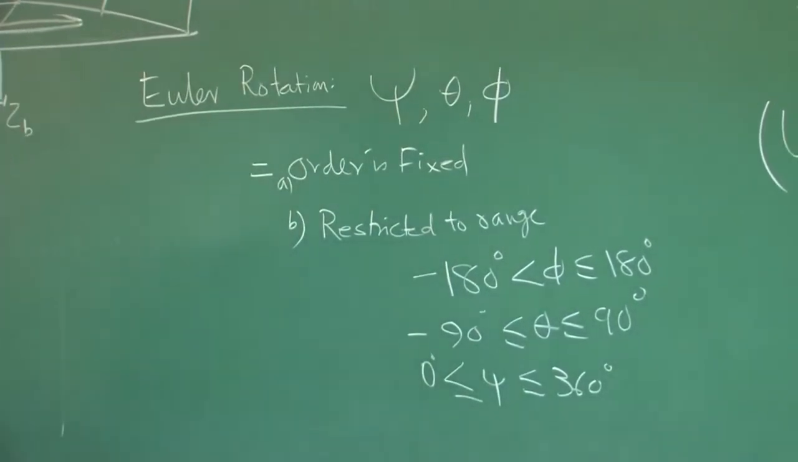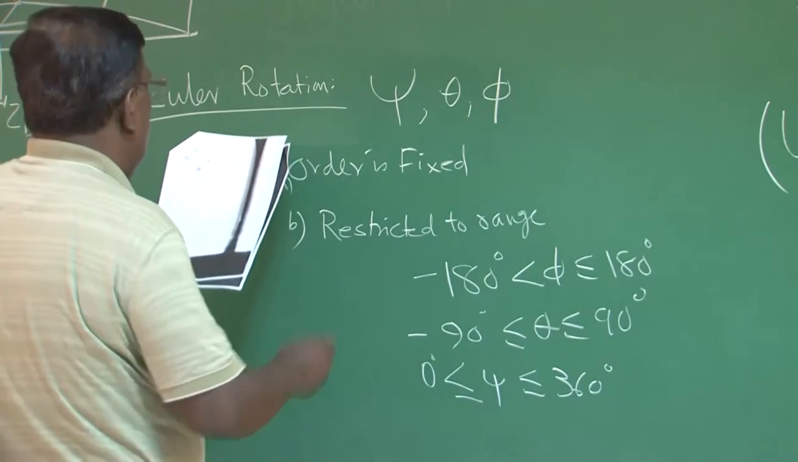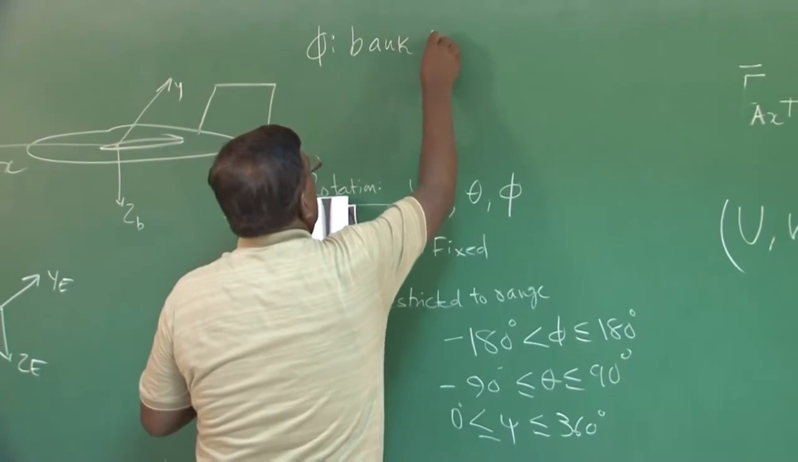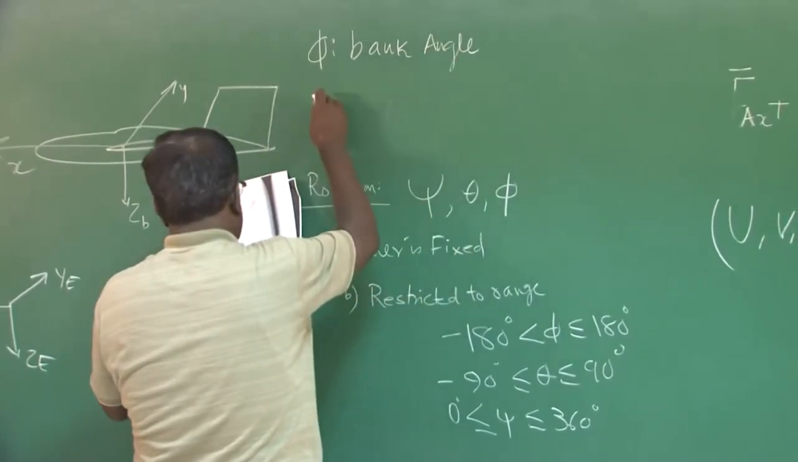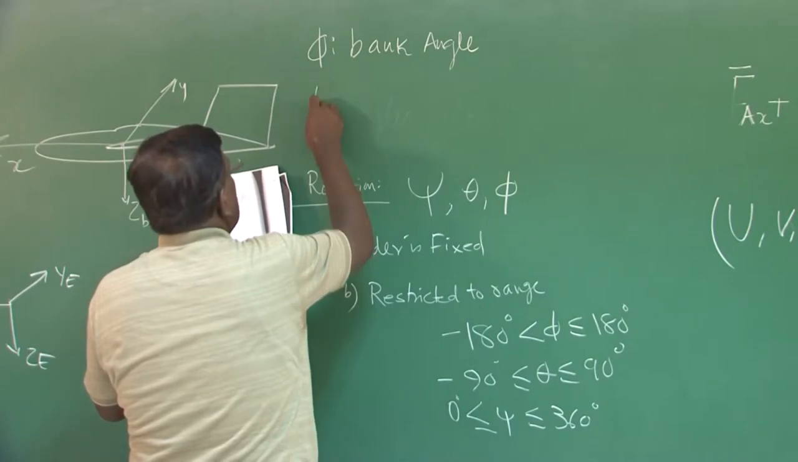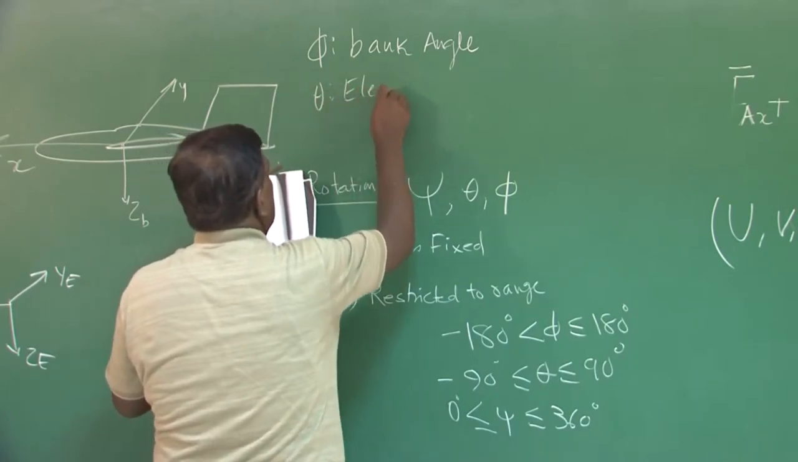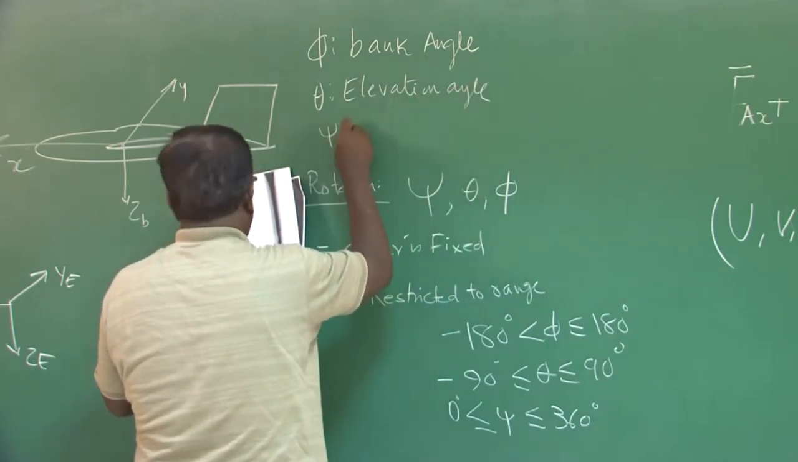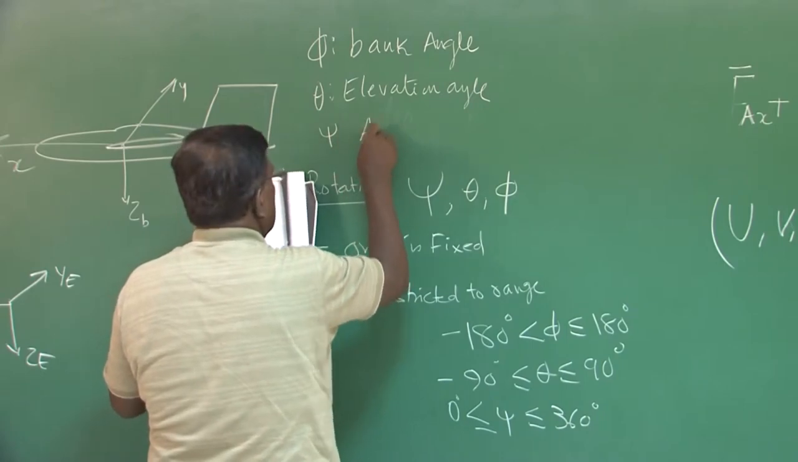These restrictions you should remember when you are trying to develop a flight dynamic model using psi, theta, phi or the Euler angle concept. Okay. And there is a special name given for this psi, theta, phi, where phi we call bank angle, theta is called elevation angle, and psi is called azimuth angle.